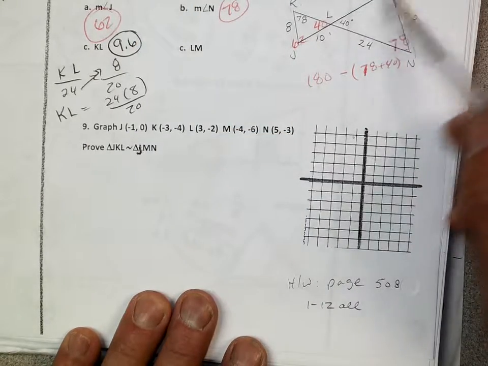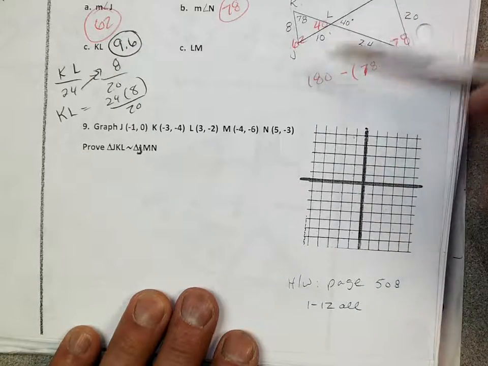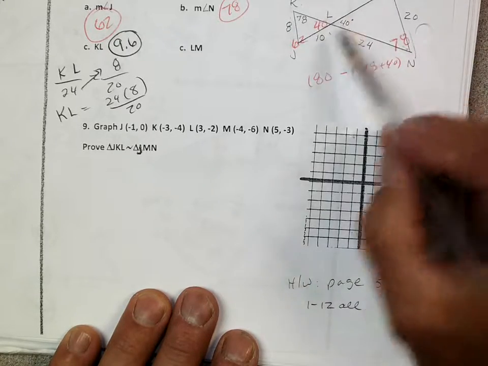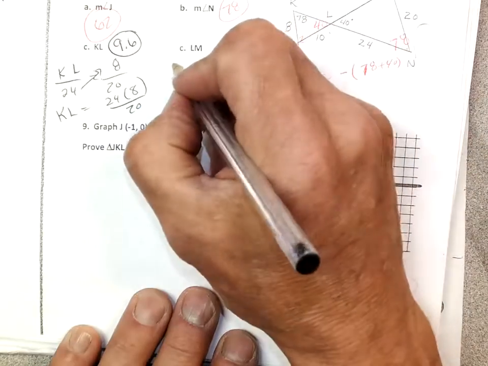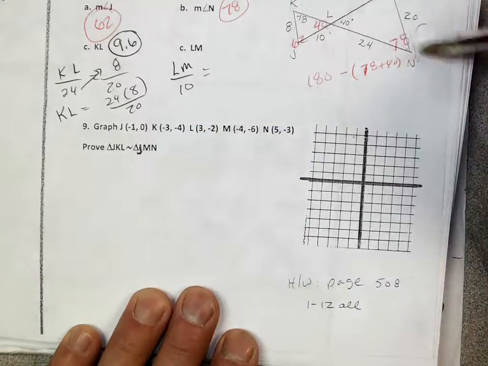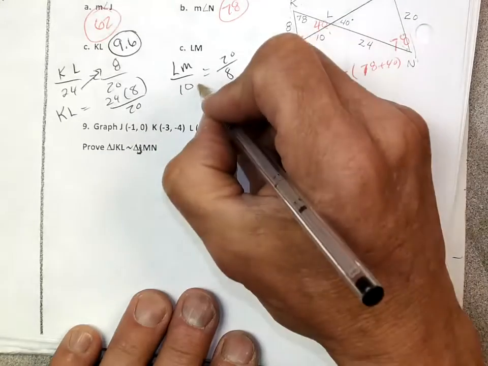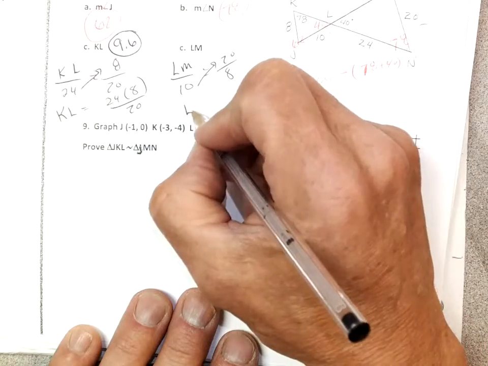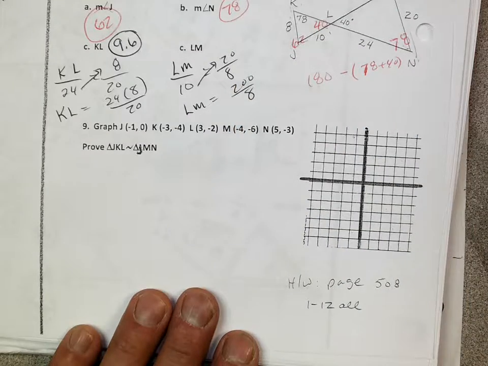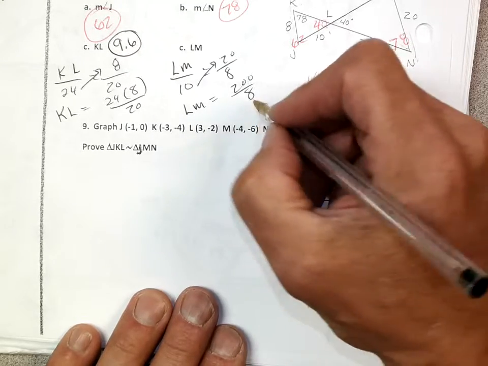LM, here's LM. So do LM. LM goes to 10 as 20 goes to 8, right? So I'm going to go big to little, big to little. So let's go LM goes to 10 as 20 goes to 8. Okay? And I'll just multiply up the 10 so that LM is equal to 200 divided by 8. I don't know. Is that 25? Yeah. It's got to be 25 because there's 8 quarters in $2, right?